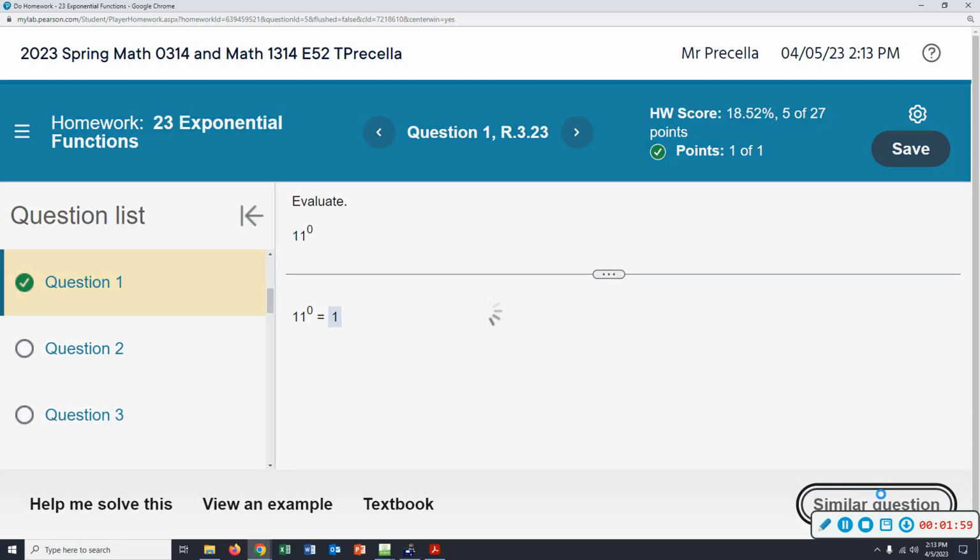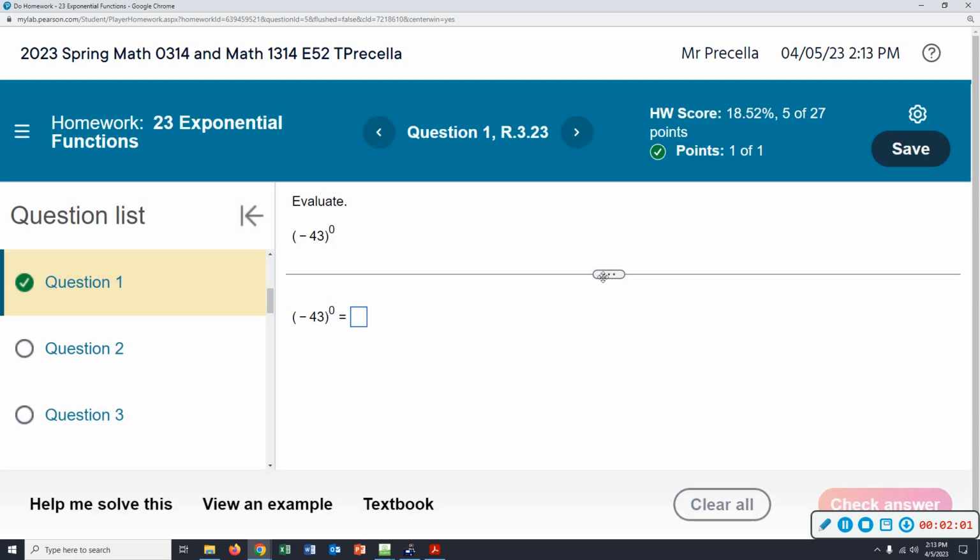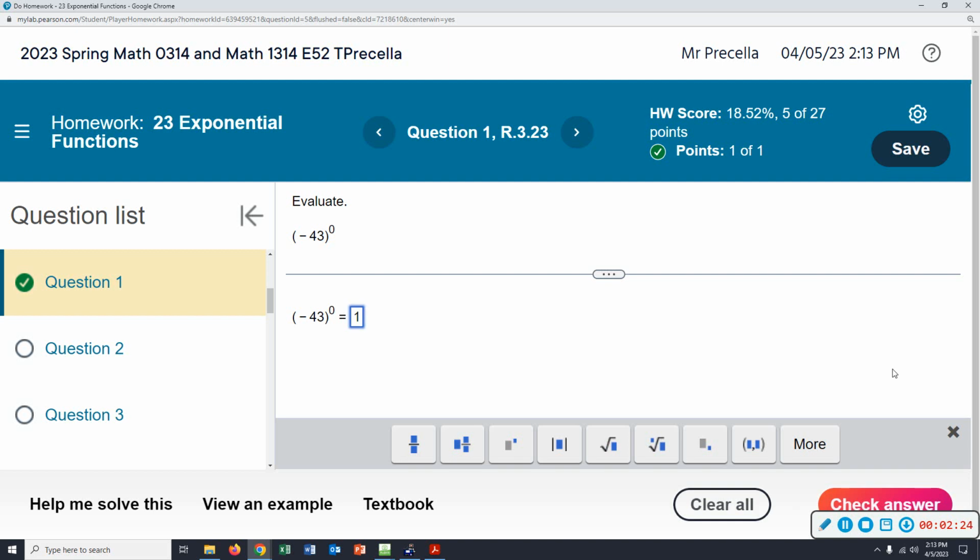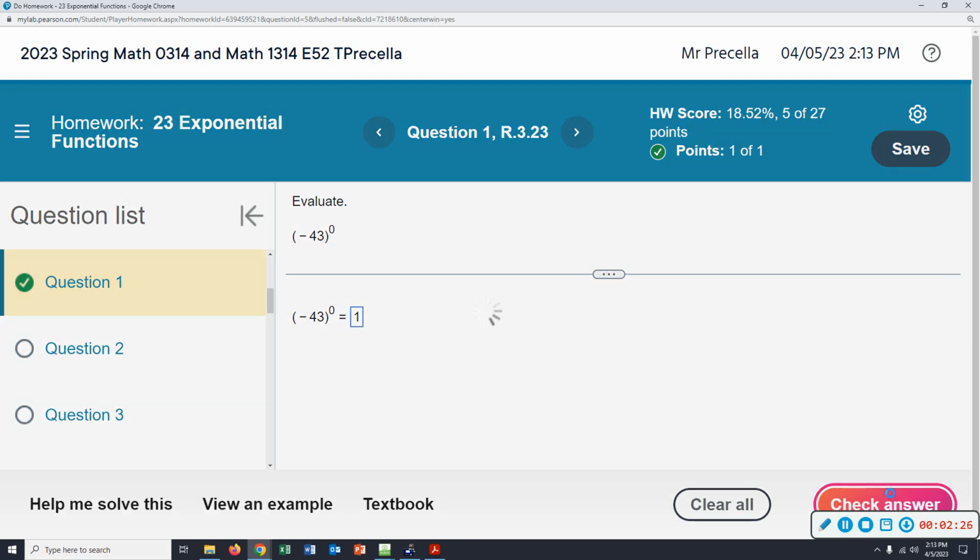Now this one's a trick. This is still number 1. Notice, is the negative also being raised to the 0 power? Yes. The whole set of parentheses is being raised to the 0 power. So this negative 43 all raised to the 0 power, that too is a 1. But it's not negative.